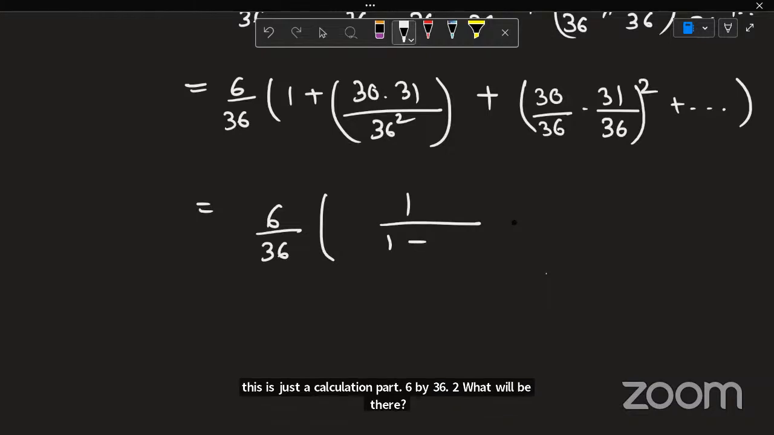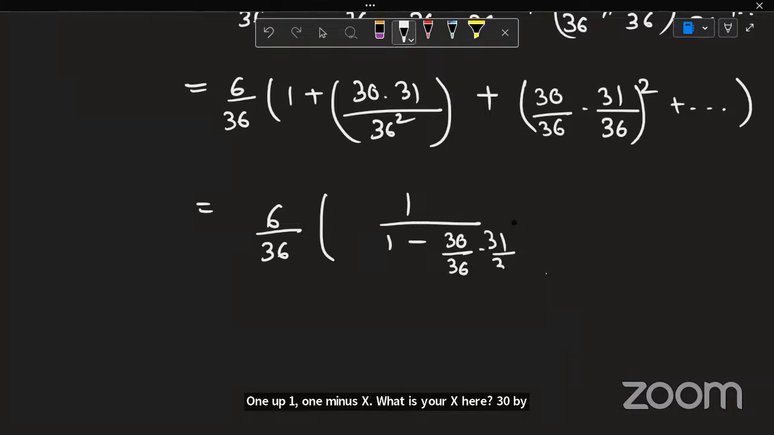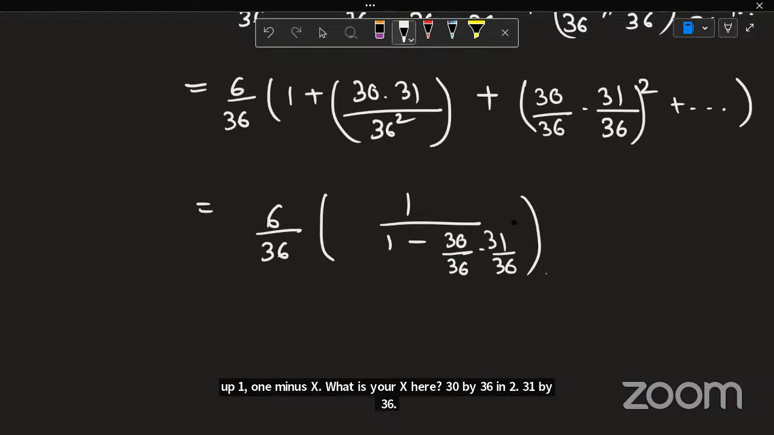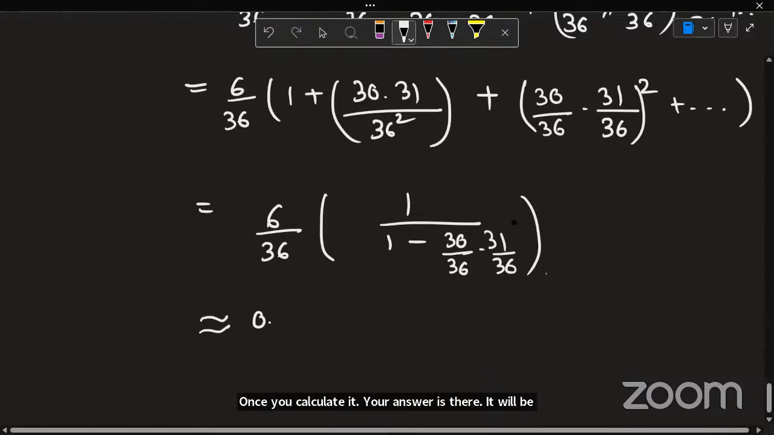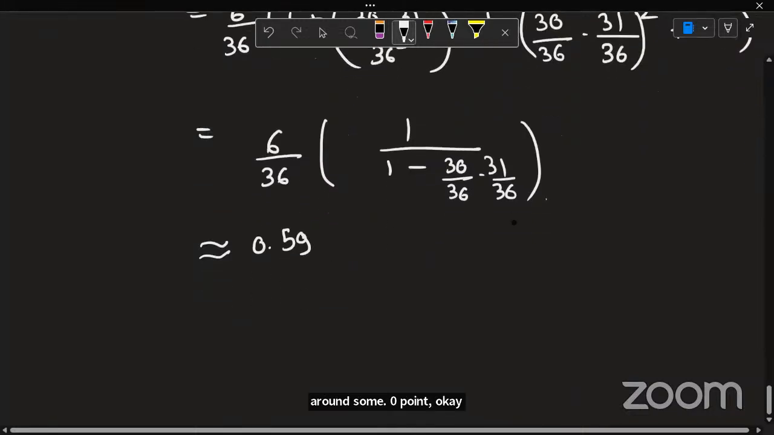What is your x here? 30 by 36 into 31 by 36. Once you calculate it, your answer is there. It will be around 0.59. Okay. This is the probability of Nina winning.